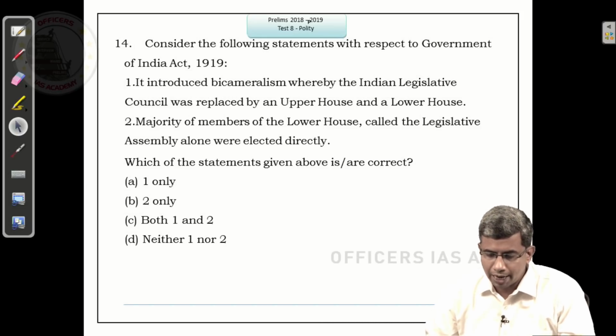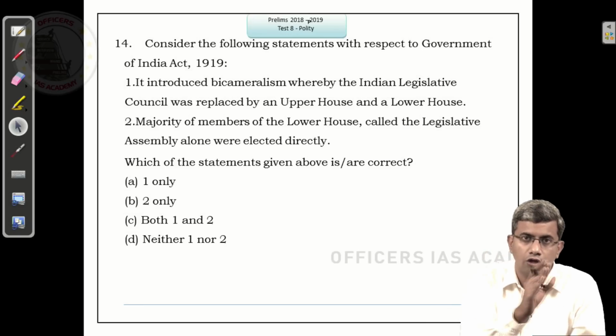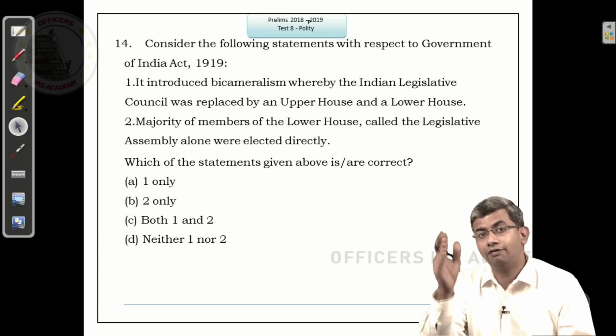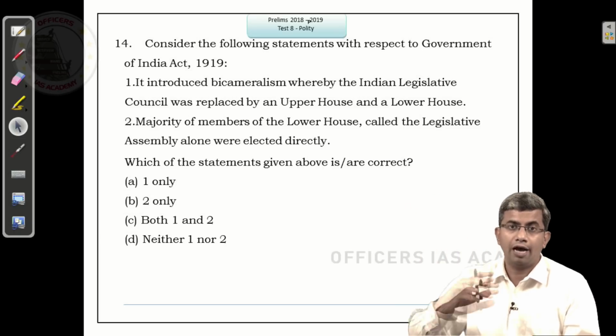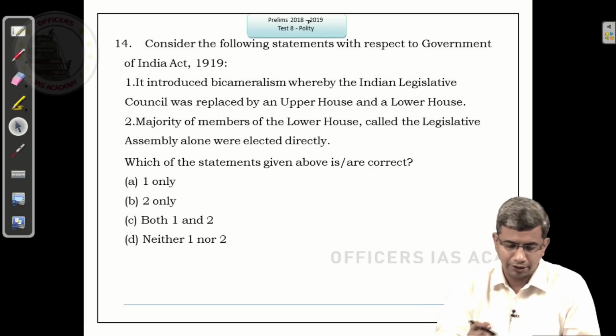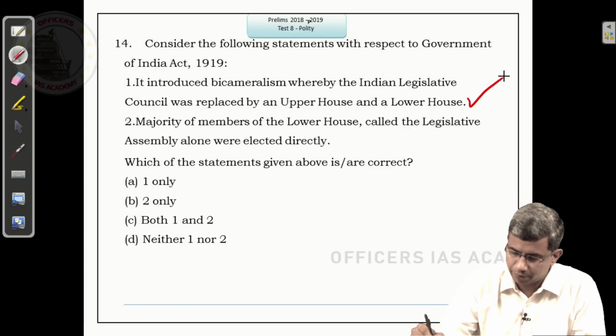So, it introduced bicameralism whereby the Indian Legislative Council was replaced by an upper house which was called the Council of States and the lower house which was called the Central Legislative Assembly back then. It became the Lok Sabha after the adoption of the constitution, but before that it was called the Central Legislative Assembly. So, the first statement is correct.